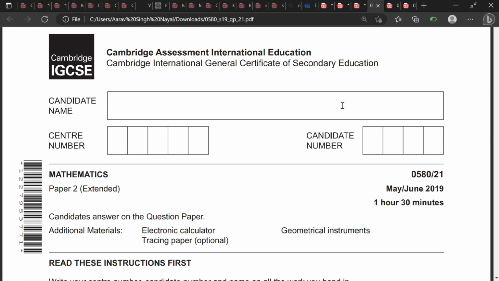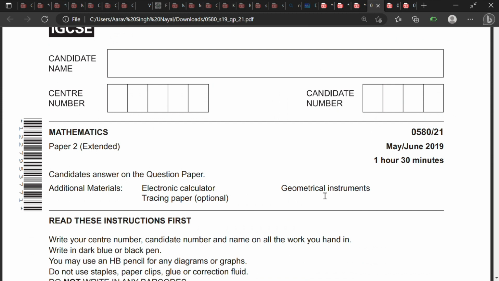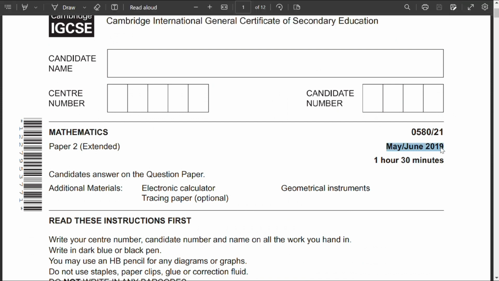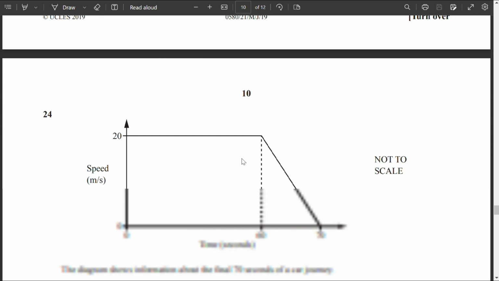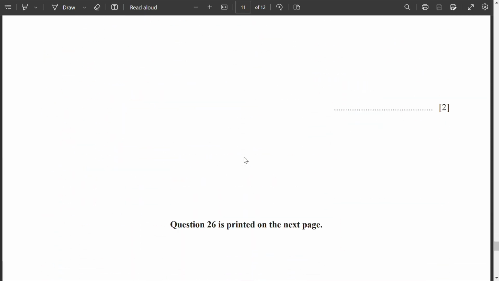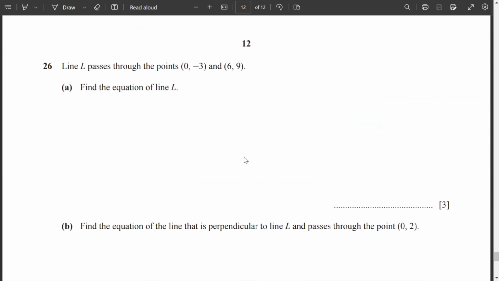Now coming on to the next question. So the next question is, as you can see, from the paper May-June 2019. This is paper 21. Actually, question number 26 is of coordinate geometry. Now, here's the question. The line L passes through points this and this. Find the equation of the line L.